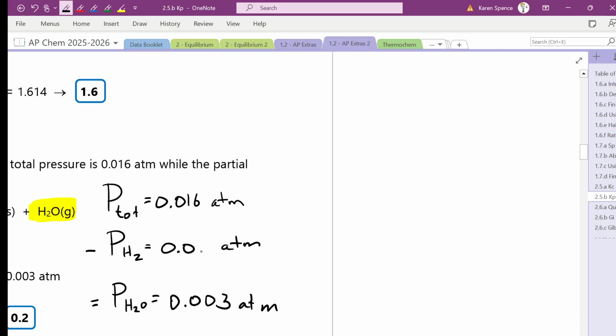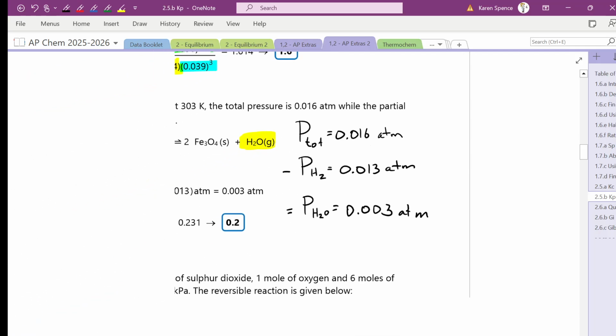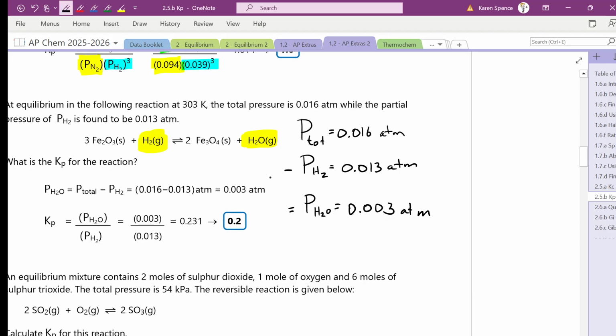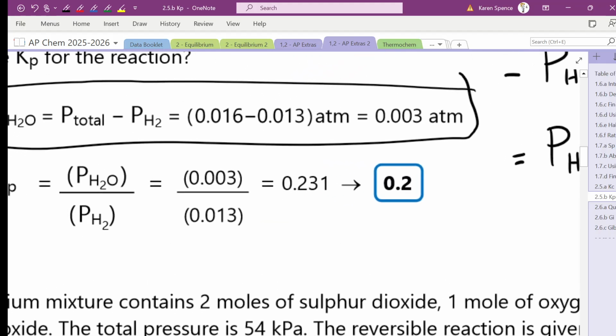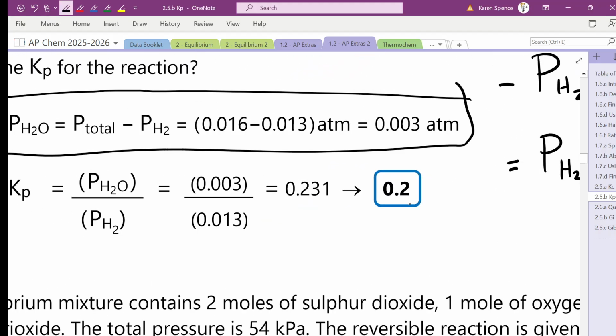You're right, that was 13. There we go. Okay, that's written over here. And then we just toss it into Kp and we get our final answer, which has only one sig fig because this right here has only one sig fig.